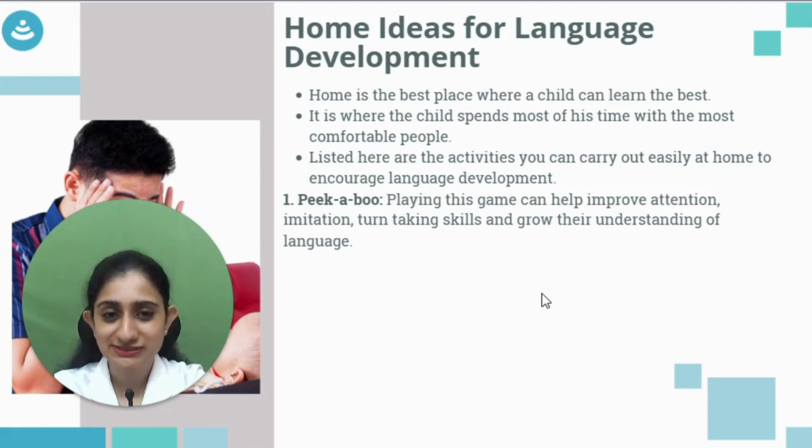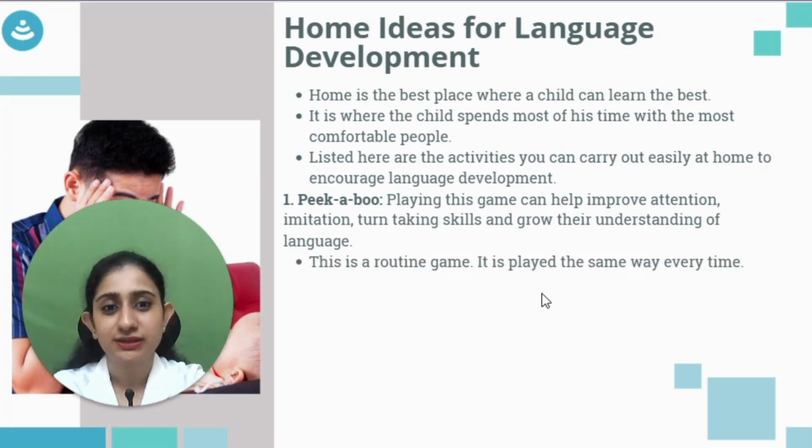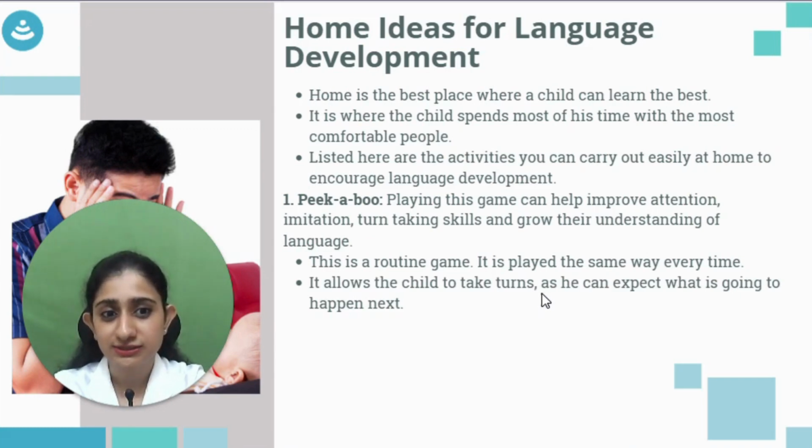So for young children, an easy game would be peekaboo. Playing this game can help improve attention, imitation, turn-taking skills, and grow their understanding of language. Peekaboo is a routine game. That is, it is played the same way every time. So it allows the child to take turns as he can expect what is going to happen next.